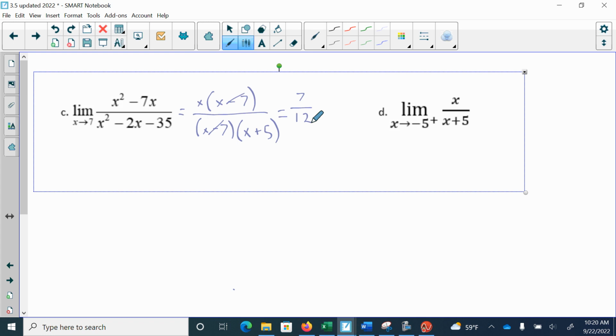Since the 7 is what you're trying to find a limit, it simplifies so you can do direct substitution. That's how you get the 7/12. Everyone good? Notice that this one did not have a direction, left or right.